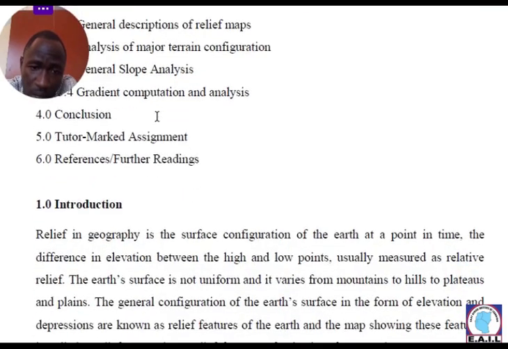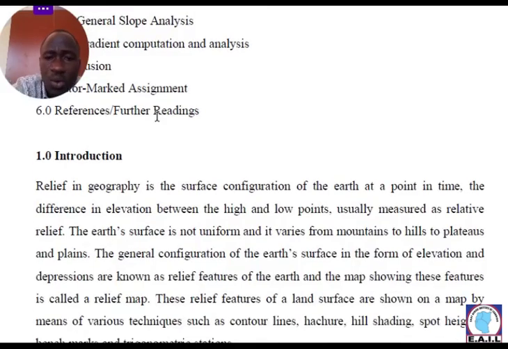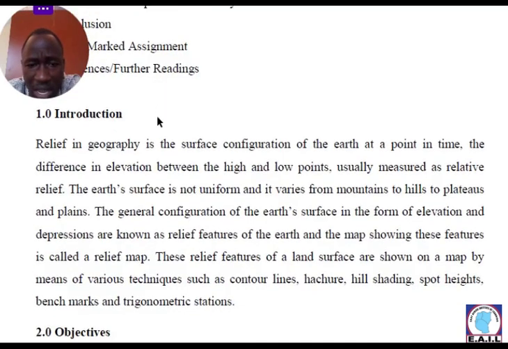Then we move and look at relief. In other words, when you look at the relief here, we are looking at the general configuration or the general appearance of the earth at the point in time. When you look at the relief, how it may be appearing, how the environment tends to appear. So when you look at the relief, we have areas that may have steep slopes, gentle slopes, or areas that may be associated with the mountains, hills, plateaus, and plains. So those areas are our major concern there.